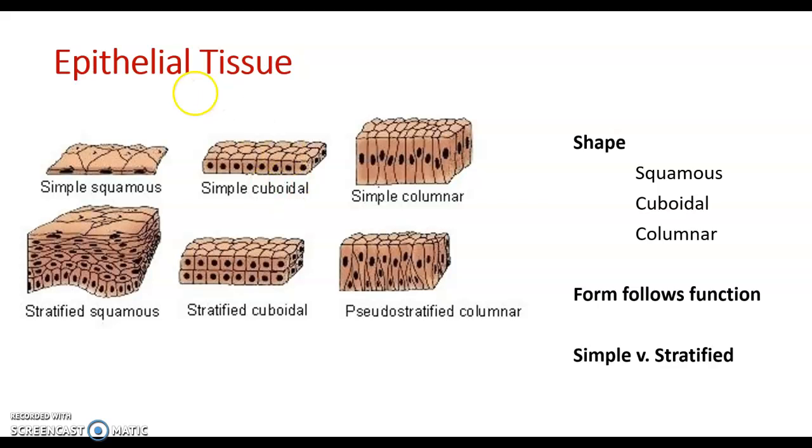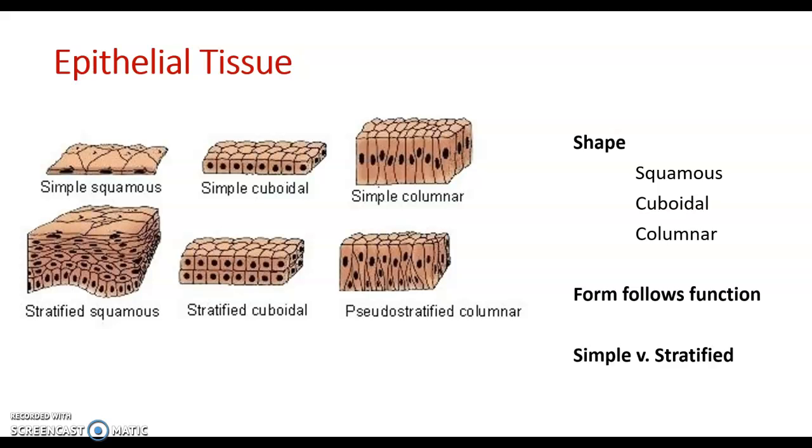The free surface will be the part specialized to perform whatever function it is doing, like protection, secretion, or absorption. The basement membrane is the layer that's not made of cells, but that binds the epithelial cells to the connective tissue that's underneath. And this is so they are not lost or stretched out.